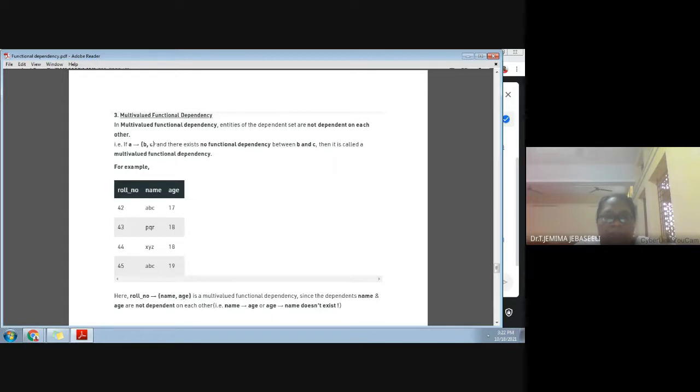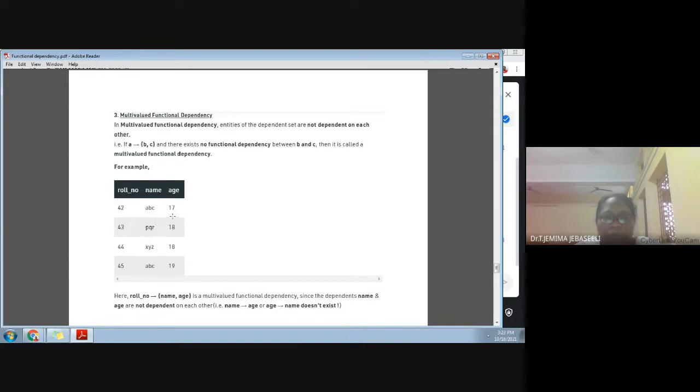So we can say B and C are not functionally dependent, since more than one value is there. Hence this table falls under the category of multi-valued functional dependency. As well as when you take name to age or age to name, among this combination of the right-hand side, you find there is no functional dependency, that means there is no unique value.